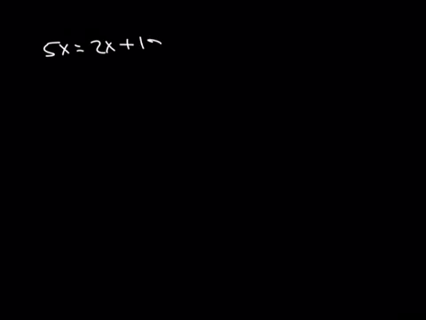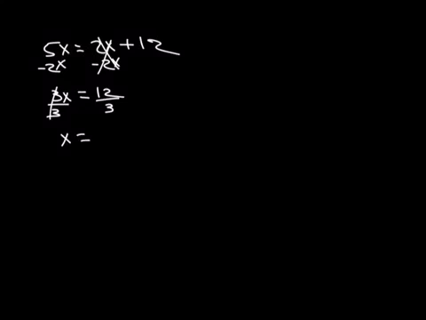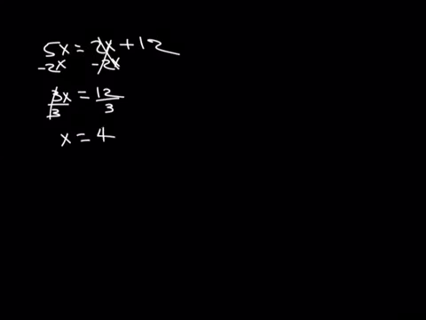Example number 7. Example 7 says 5x equals 2x plus 12. Alright, so again, first of all, we notice we have x's on both sides of the equal sign, so let's do that first. It goes away. Okay, now we have all the x's together. 3 times x, so we divide. Goes away. And we're done.